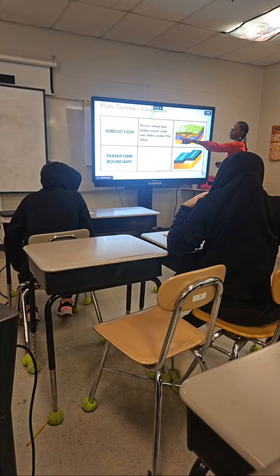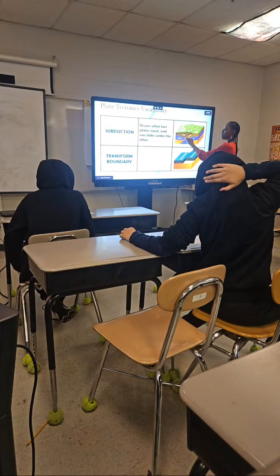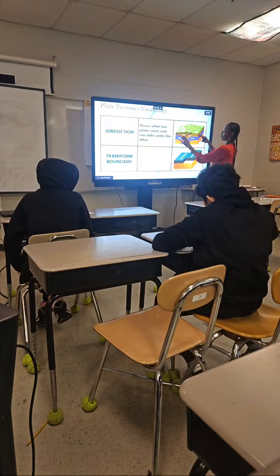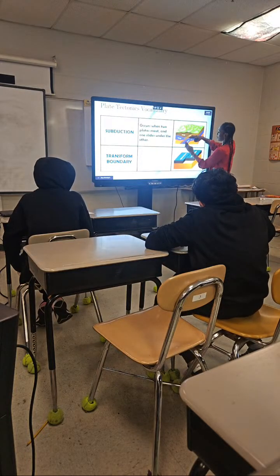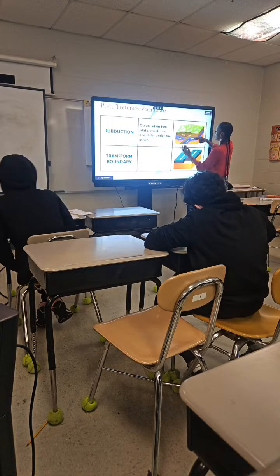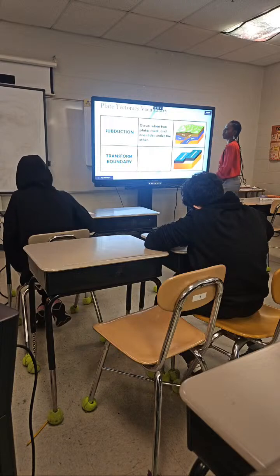Okay, again, subduction is when two plates meet and then one slides under the other. So as you can see, these two plates are meeting, but then this one's going under this one, this one's going that way. These two are meeting, that one's going that way, that one's going above.